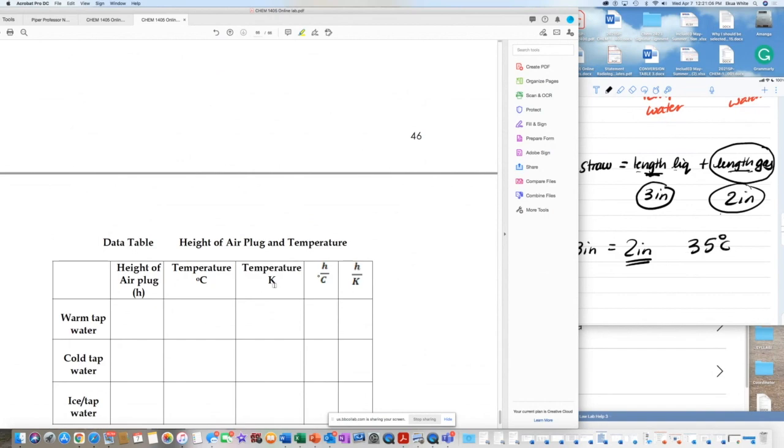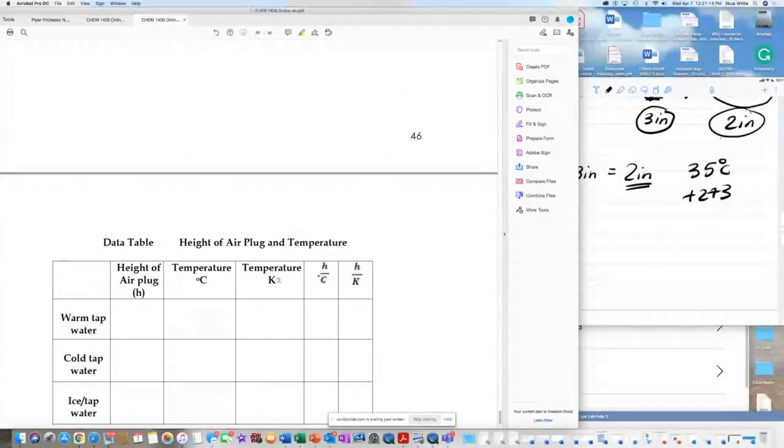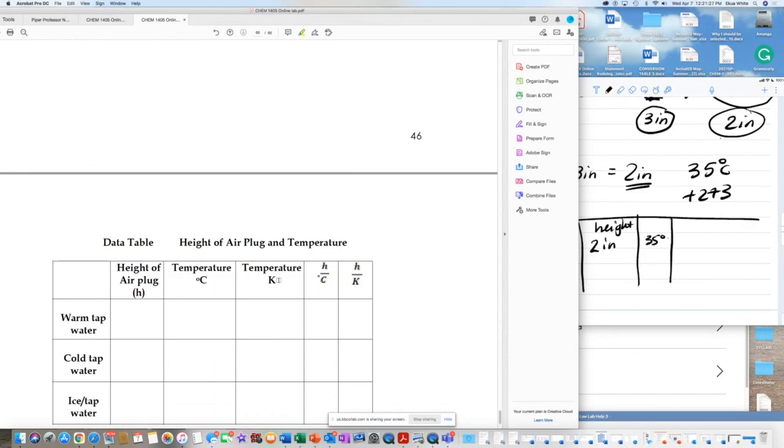That goes right here. Then here it says take the same temperature in Celsius converted to Kelvin. Of course, you know you're going to add 273. So as far as the table is concerned, for your warm, you have 2 inches for the height, and the temperature, which I just made up right now, 35 degrees Celsius.